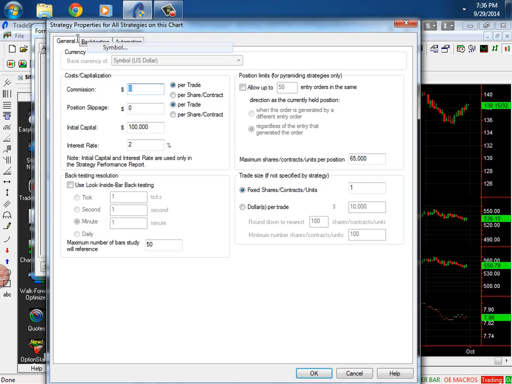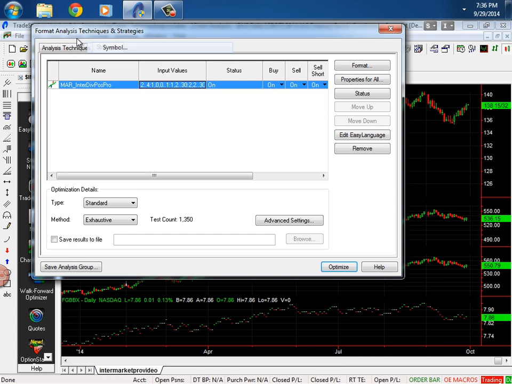Now let's look at our properties. We're going to add slippage and commission. We'll use $15 for commission and $31.25, which is 1 tick for slippage. And now we're going to run our optimization.